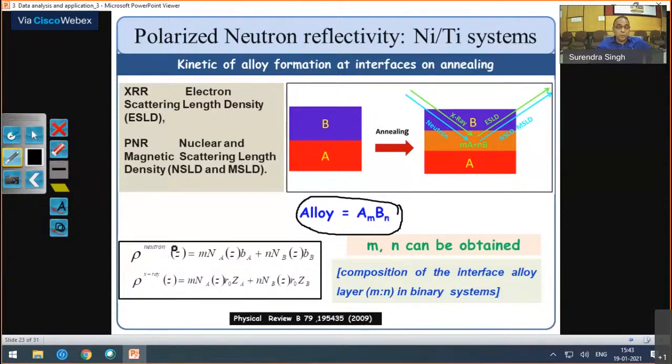How? Because we know from neutron reflectivity the nuclear scattering density. From X-ray, we know the electron scattering density. And if the alloy has A_M B_N, this is from the experiment we can get. This is theoretically, we say, M times that of element A plus N times that of element B for neutron. This is for X-ray, and we have two equations and two unknowns, N and M. From this we get M and N, and we will exactly know the composition of this alloy. And this we have done for a number of systems. Here I'm just showing one of the systems, nickel titanium.